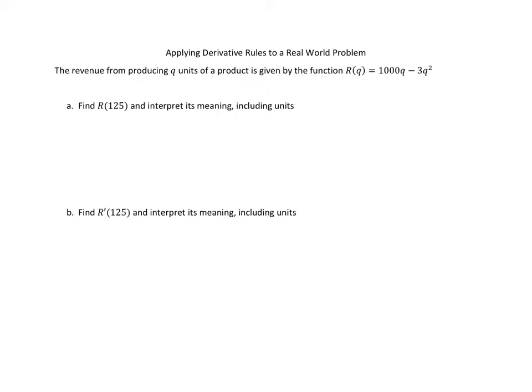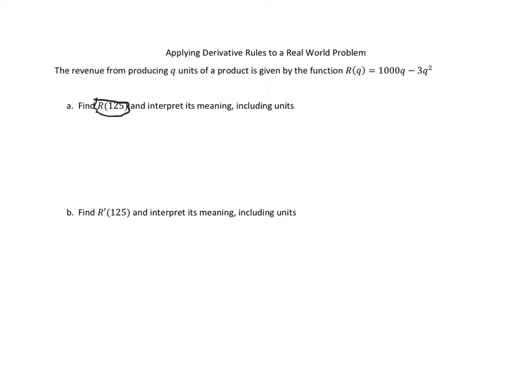So in this problem, for a particular company, it says the revenue from producing Q units of a product is given by the function R of Q equals 1000Q minus 3Q squared. So in part A, it says find R of 125.